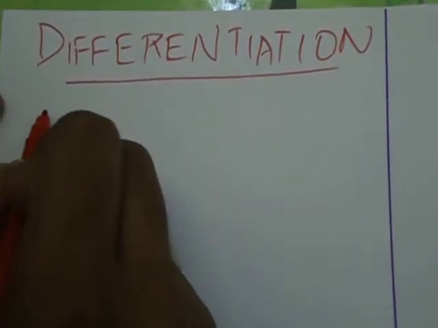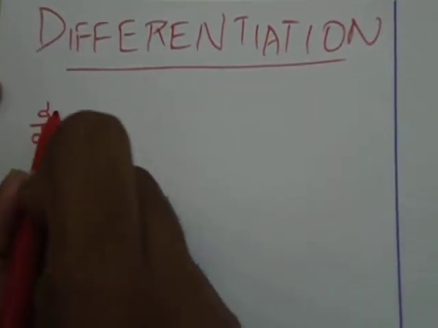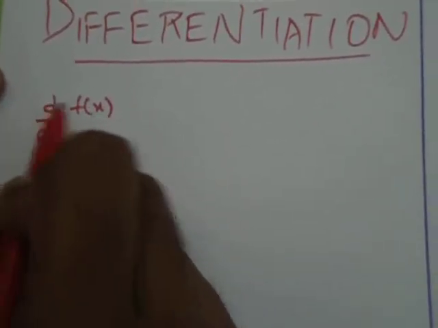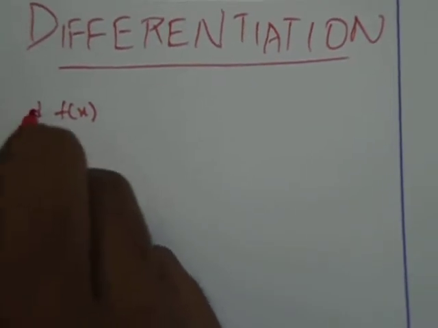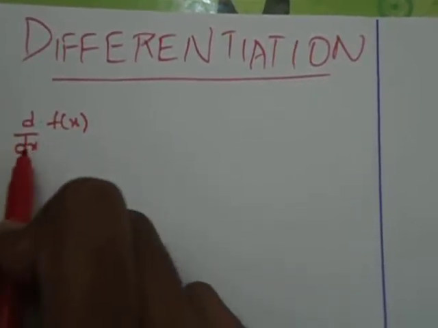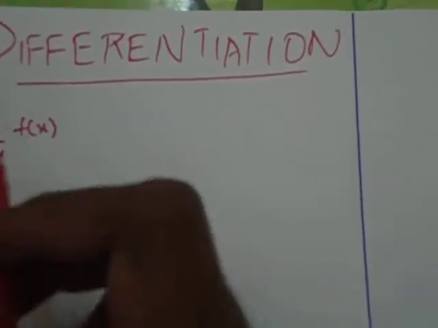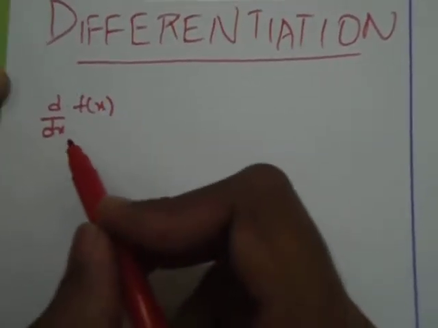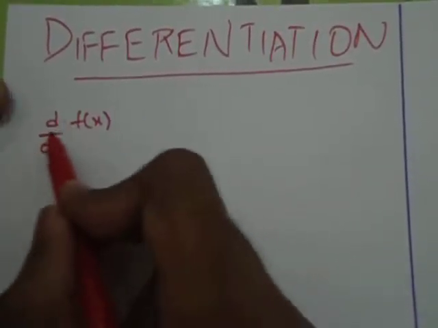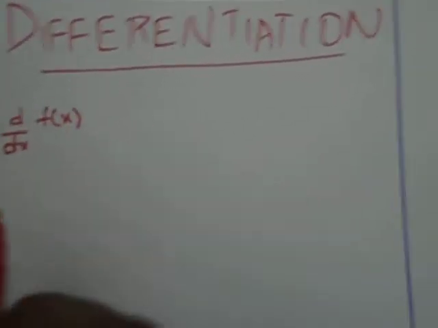Differentiation is represented by the symbol d by dx, or d by dx of f of x. Here d means the difference in f of x by the difference in x. So basically the slope, a change in f of x by change in x. When it is a small part, it's represented by d, and when it's a huge part, it's represented by delta. So d by dx of f of x is the notation for differentiation.